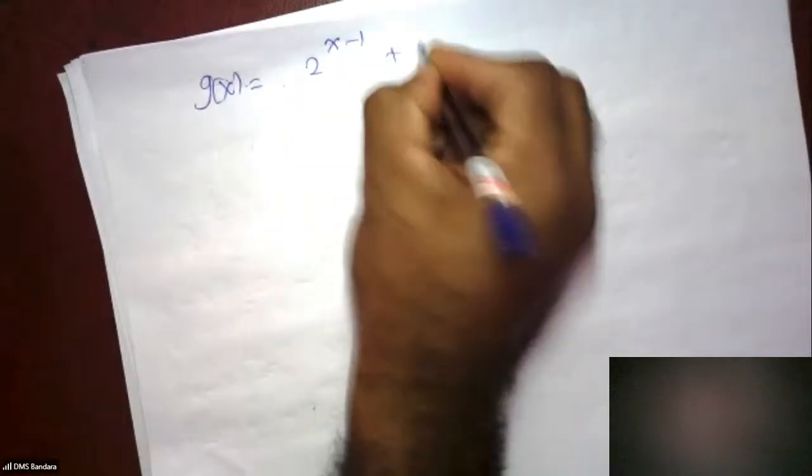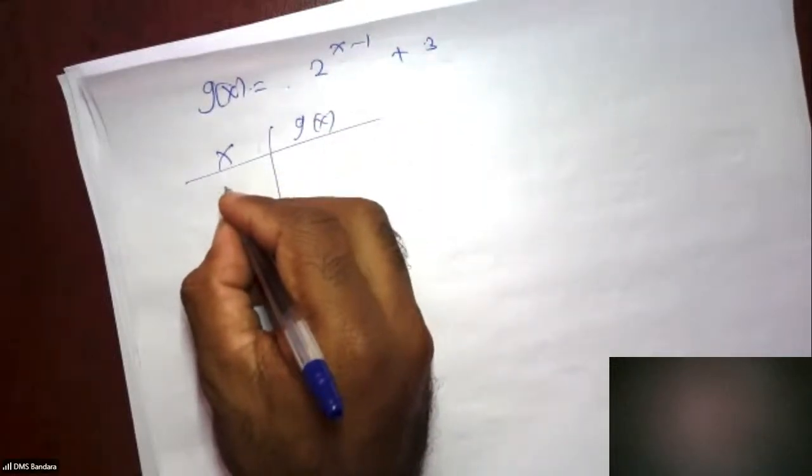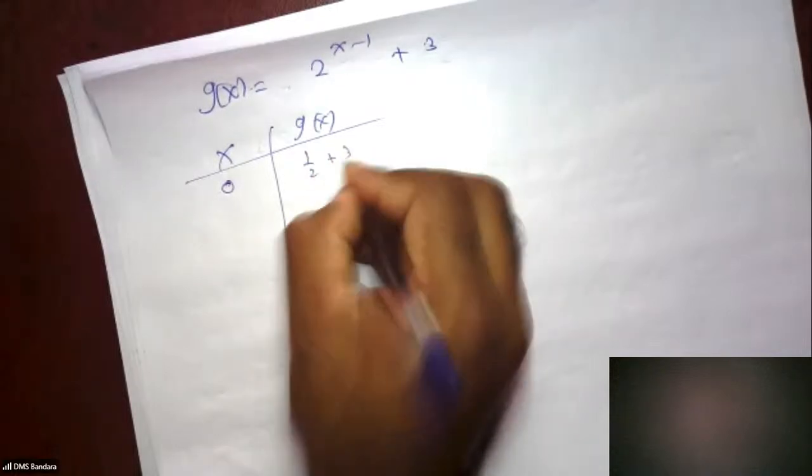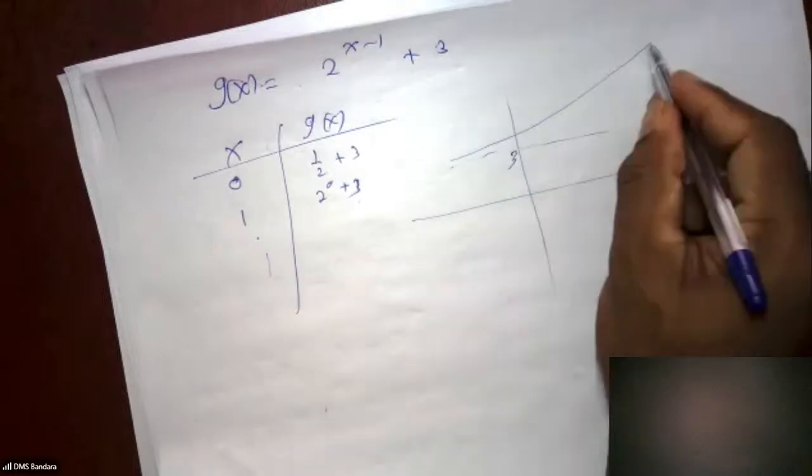7 is just how to draw the exponential graph, the 2 to the power x graph, right? You can easily find it by substituting values for x. Then g(x) equal 2 to the power x minus 1, plus 3. Then you can write the table of x and g(x). When x equal 0, what happened? Half plus 3. Then x equal 1, 2 to the power 0 plus 3. Like this, you can draw the graph. That graph runs through over the 3. This is the asymptote, right? This is a rough sketch.